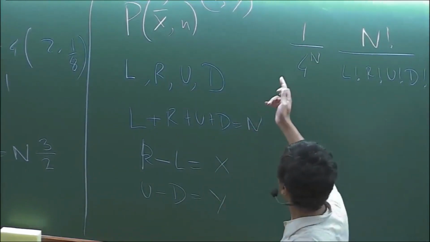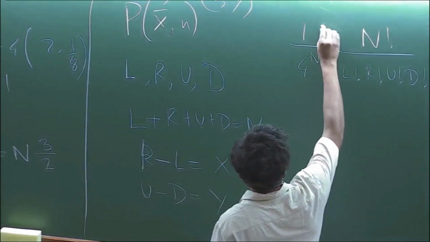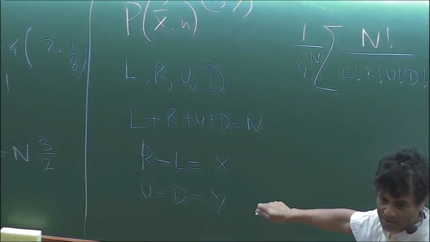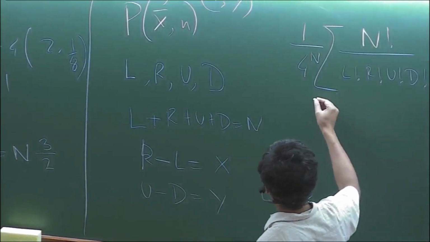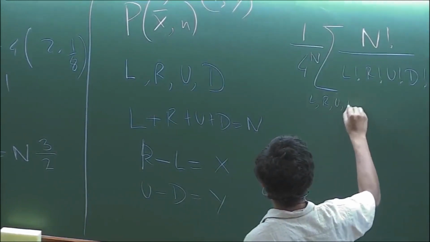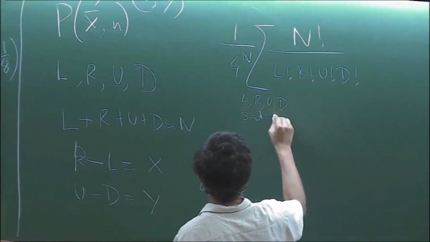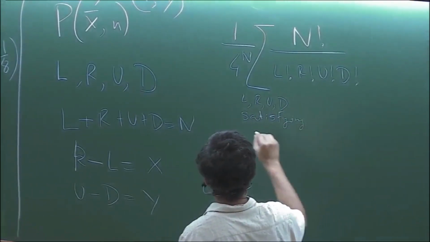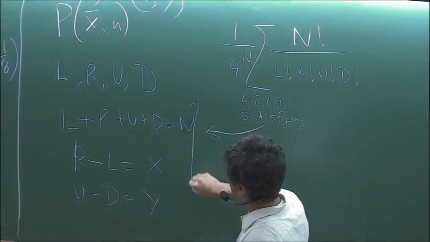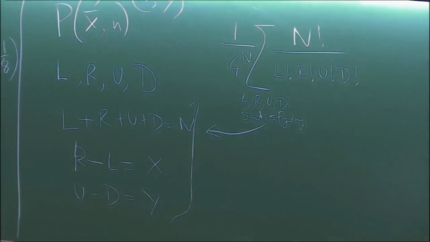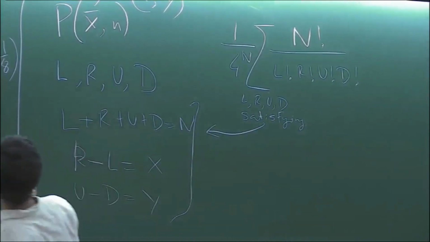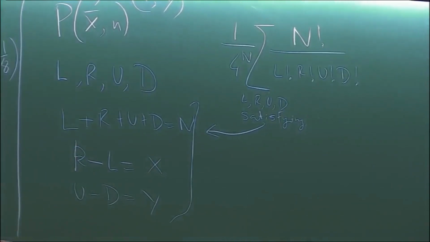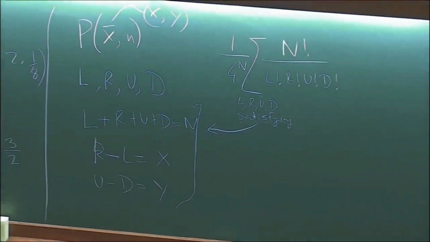So you have to sum over all the possible L, R, U, D satisfying these three constraints. So obviously this looks difficult. Okay, so it turns out that in this particular case, you can actually get a closed form expression. So let me just do this. What you can do is a trick, which is right here.